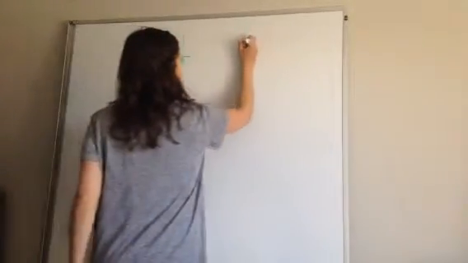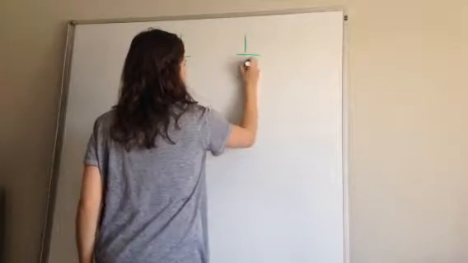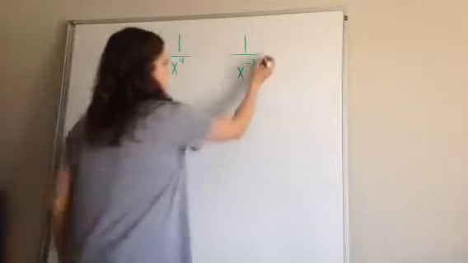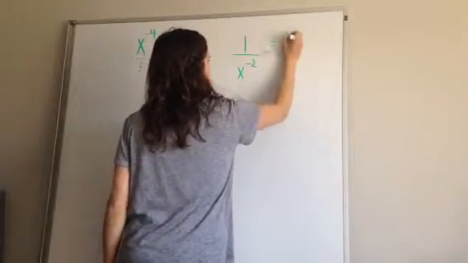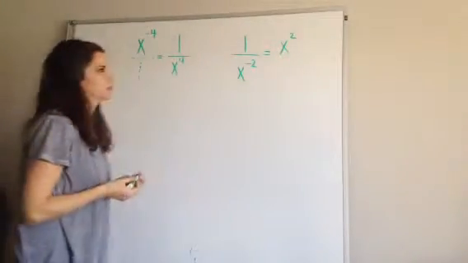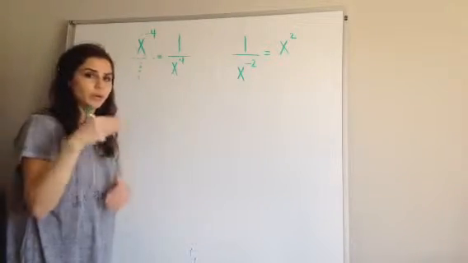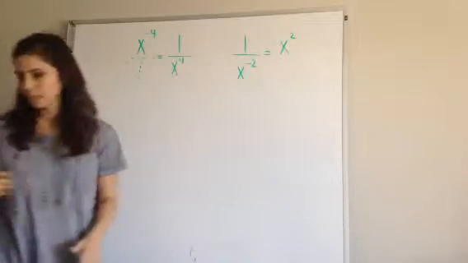Let's do it the other way. What if I started with 1 over x to the negative 2nd? That's a ticket to move upstairs. So then it's just going to be x squared, and I could write over 1, but there's no need to. So that's what a negative exponent does. It just tells you, hey, it's in the wrong location of the fraction.